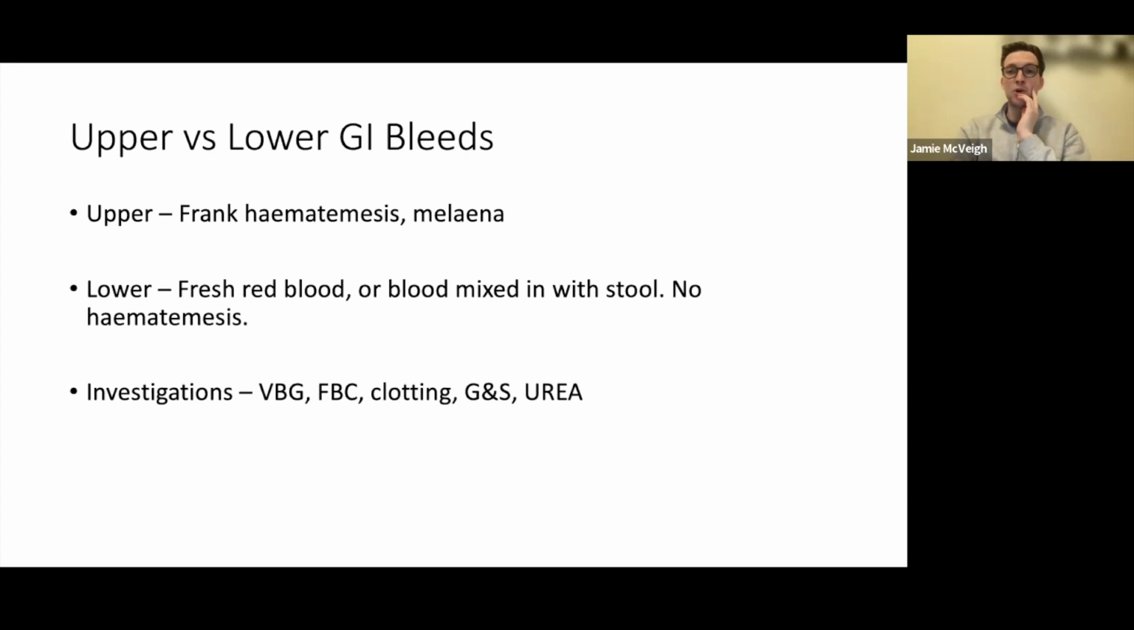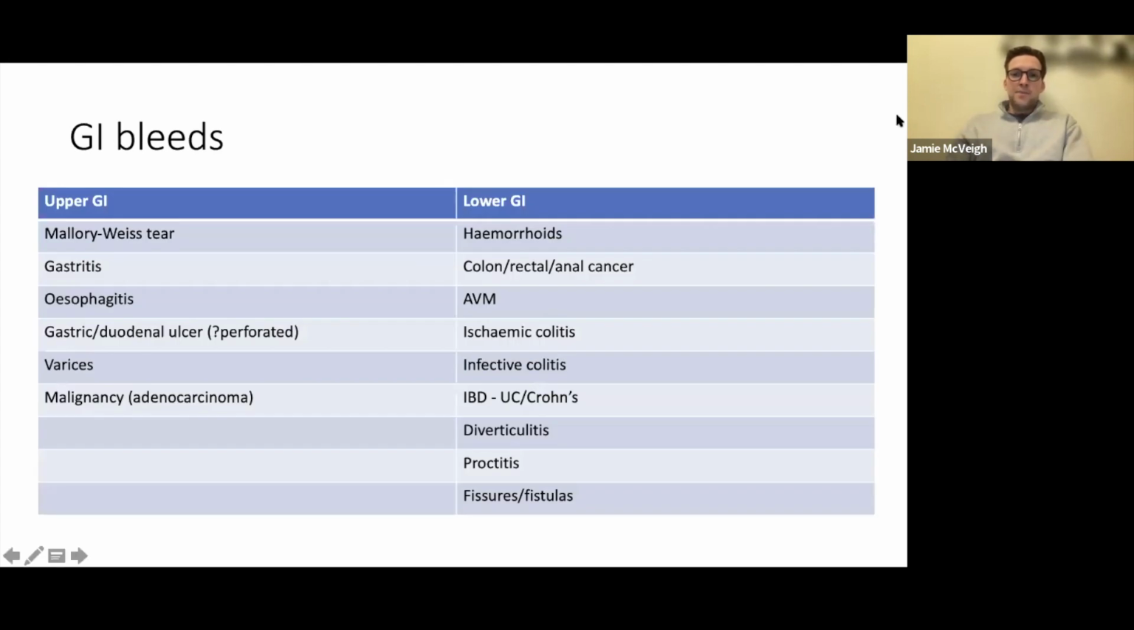So it's a really, really important marker, all right? I hope that's obvious, and please ask any questions if you don't understand that. I can go through it again, all right? So yeah, I've just broken it down into upper and lower here. Hopefully you've heard of all of these. Some of them will be more familiar to you than others. I'll just run through them quickly.